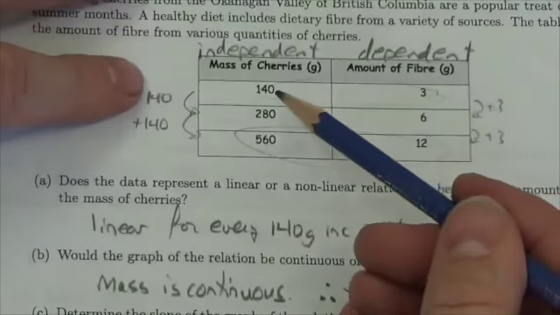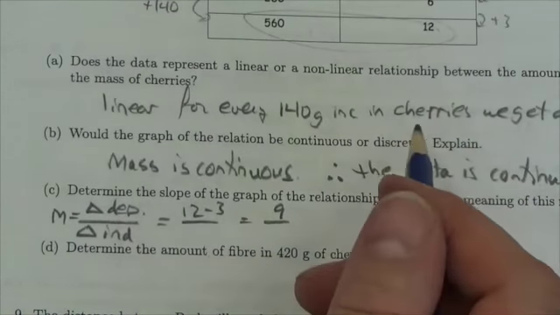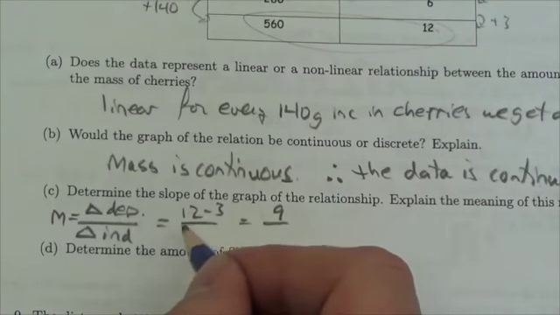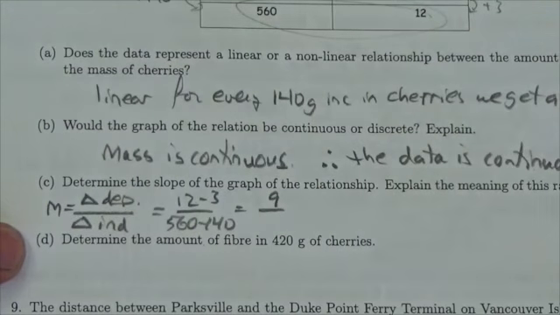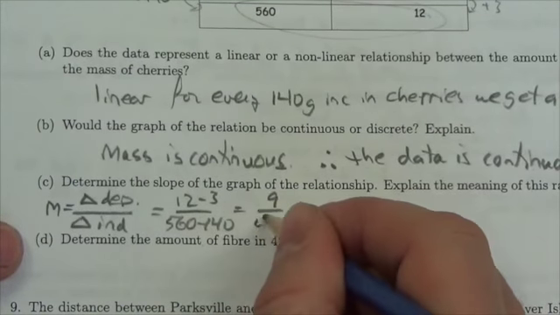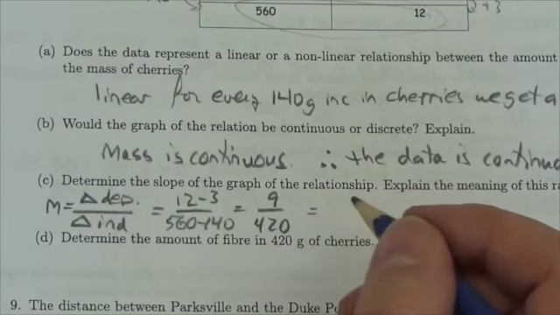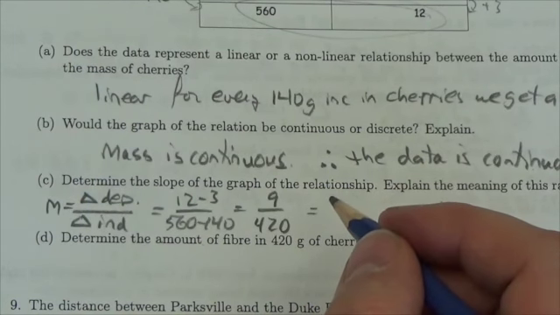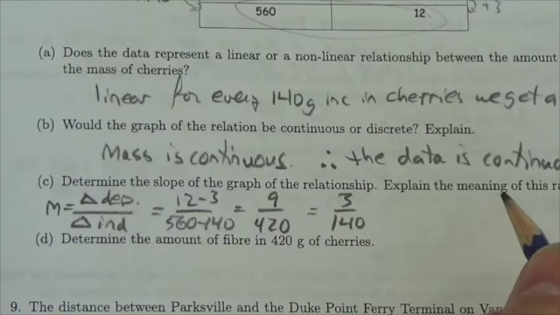And to go from 140 to 560, how much have I gone up by? Well, 560 minus 140, I should write that down here, is an increase of 420. Now, just because I don't trust myself, there we go. And now, can we reduce that? I think we can. Does 420 divide by 9? Nope. But 420 will divide by 3. So I can divide both, and look, I get 3 over 140.